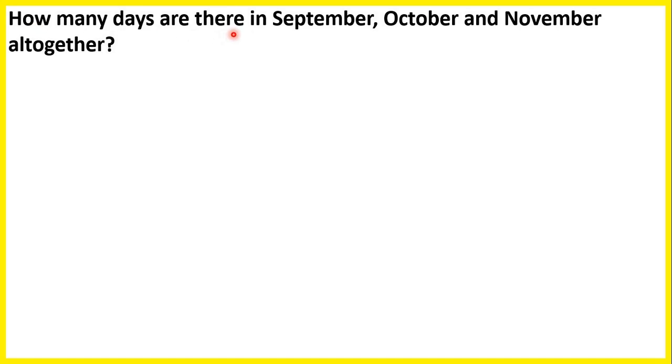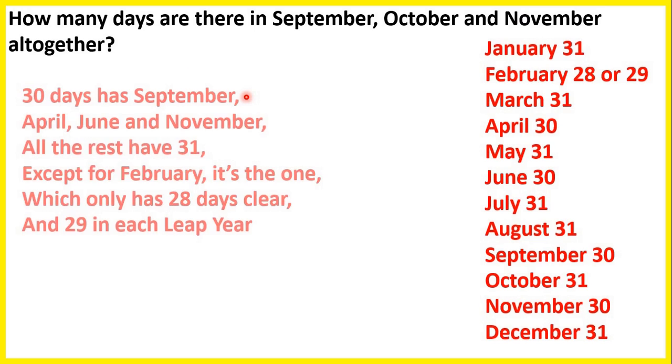How many days are there in September, October and November altogether? So for this question, we need to know how many days there are in each month. And to remember, we can use this poem. So 30 days has September, April, June and November. All the rest have 31, except for February. It's the one which only has 28 days clear and 29 in each leap year.